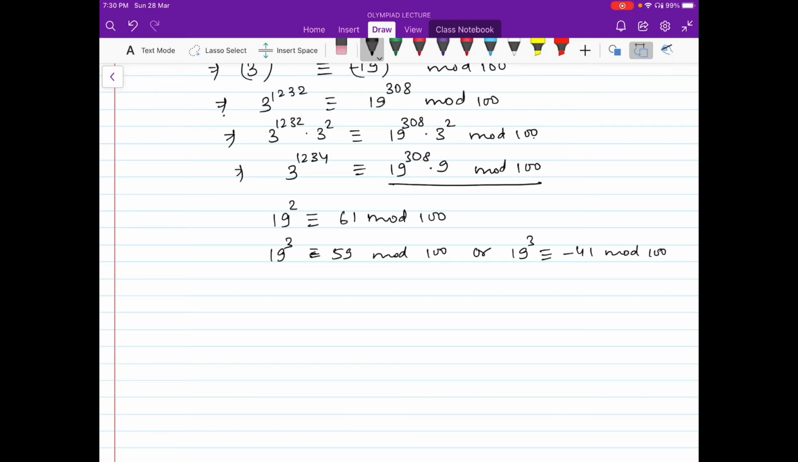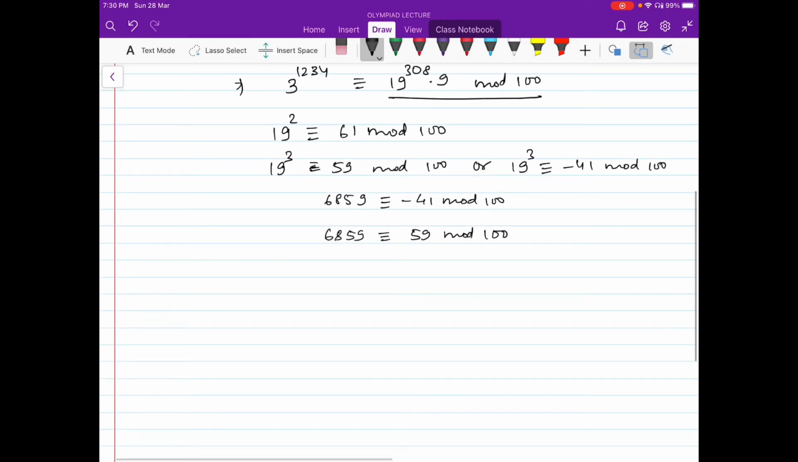This would be the same, because if you find out the power 19 cube, that is 6859. So this is congruent to minus 41 mod 100, right? And here it can also be written as 6859 is congruent modulo with 59 mod 100, right? So any one of the cases you can use to solve the problem. Ultimately we have to find out the simplified form of this 19 to the power 308 into 9 mod 100.